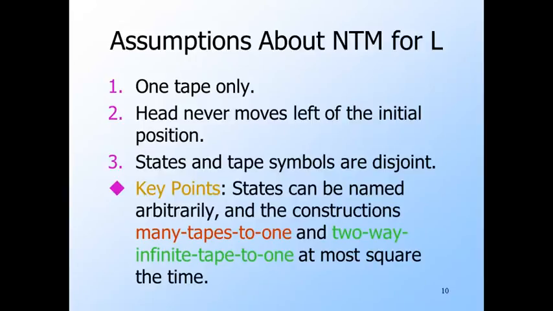Point 3 clearly loses us nothing, since we can always change the names of the states without changing what the machine does. And we've already seen the constructions for many tapes to one and two-way infinite tape to one-way. Each of these constructions can square the number of steps the Turing machine makes, but that's okay. The square of a polynomial is still a polynomial.